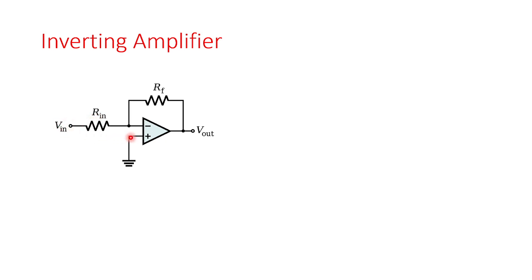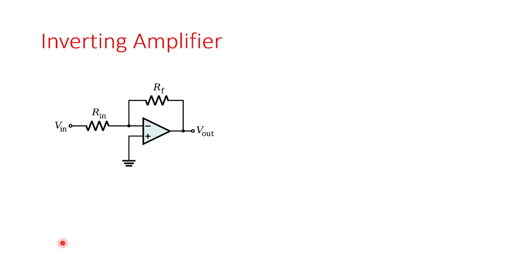If this voltage is connected to the positive terminal, it will be called a non-inverting amplifier, because the negative terminal is nothing but the inverting input terminal, and the positive is the non-inverting input terminal. It means if the input voltage is connected to the inverting terminal, this circuit is an inverting amplifier. If the input voltage is connected to the positive terminal, it becomes a non-inverting amplifier. Here two resistors are connected: one is the input resistor, another one is the feedback resistor.